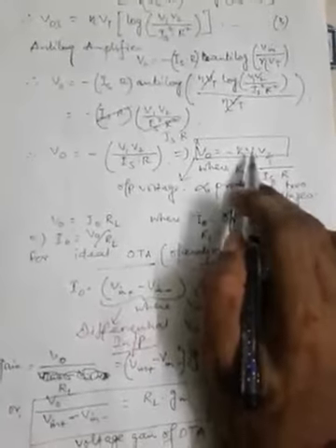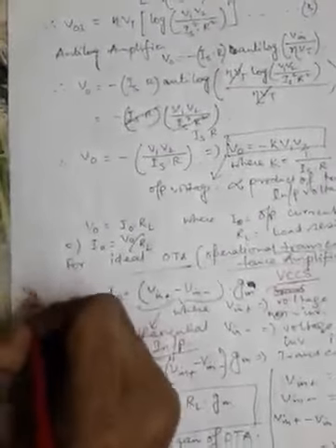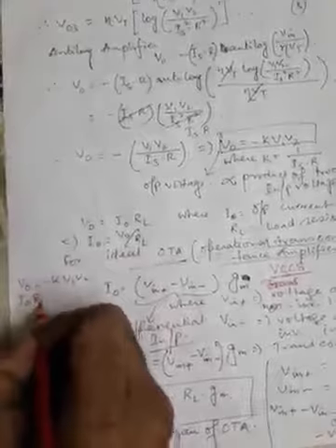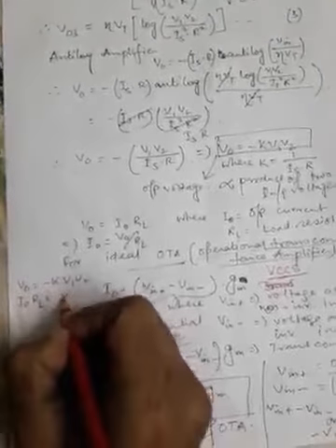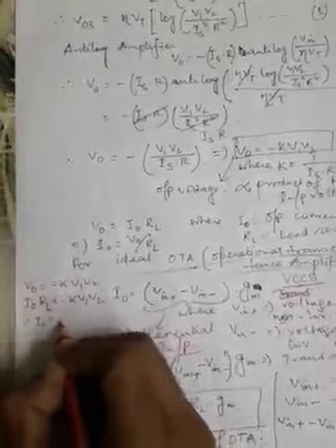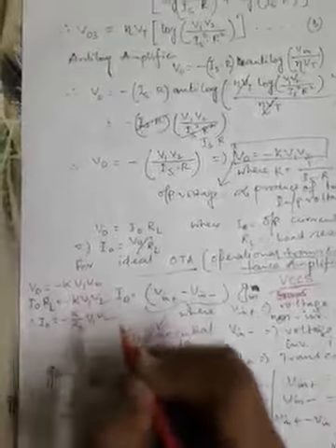This is for a general analog multiplier, but if we want to describe it or establish it as a transconductance multiplier, to introduce the term transconductance, then this VO should be written as what? IO into RL. So from this expression, we can write VO is equal to minus K V1 V2, which is IO into RL is equal to minus K V1 V2. Okay, so therefore what is IO? It is minus K divided by RL into V1 V2.